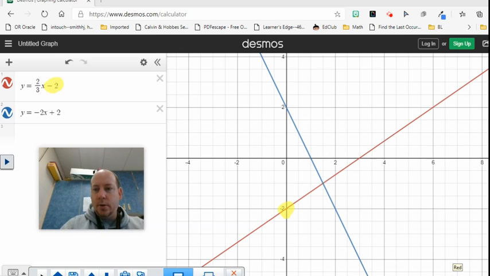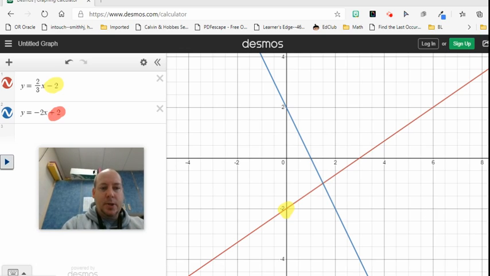Our blue one has a y-intercept of plus 2, and we can see that on our graph there. So that number that you're adding or subtracting at the end is your y-intercept. It's where it hits your y-axis. And again, if it's minus, remember, treat that as a negative. So minus 2 is a y-intercept of negative 2.